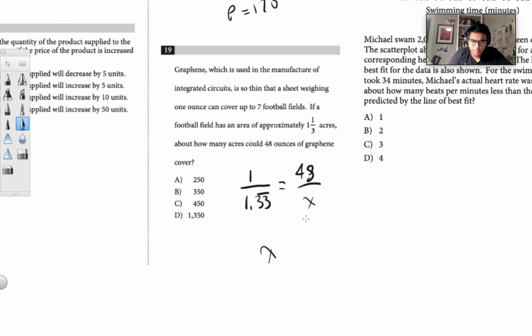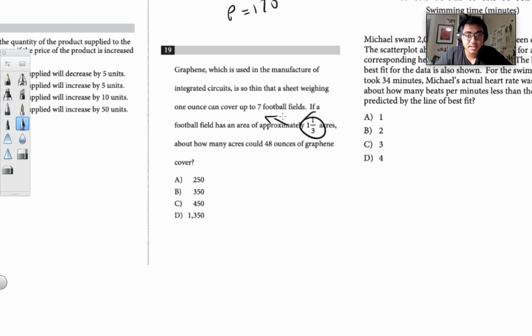Wait, I'm doing something wrong. Oh, I'm sorry. This is wrong. I did not read the question properly. Graphene, which is used in the manufacture of integrated circuits, is so thin that a sheet weighing 1 ounce can cover up to 7 football fields. If a football field has an area of approximately 1 1/3 acres, how many acres? Okay, so we have to multiply this value by 7 first.